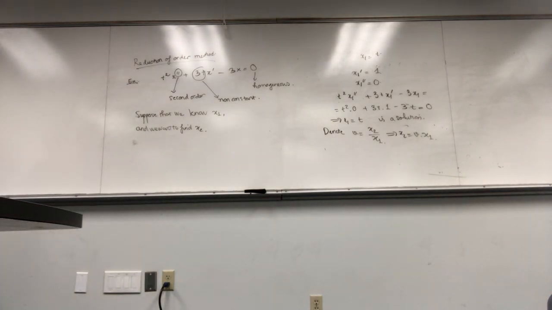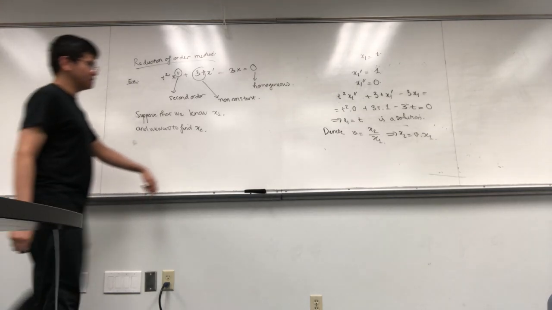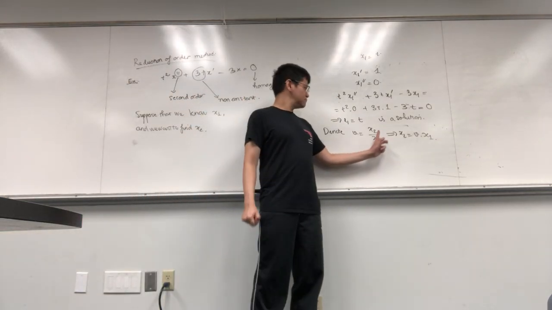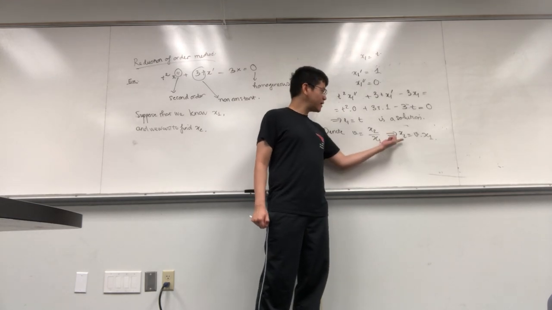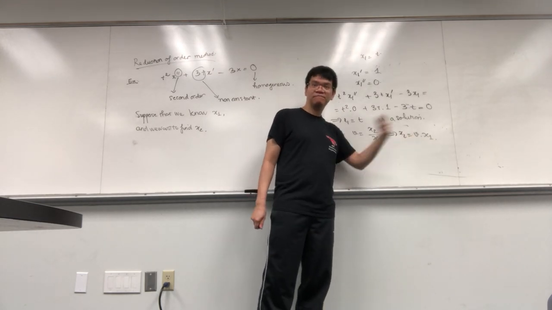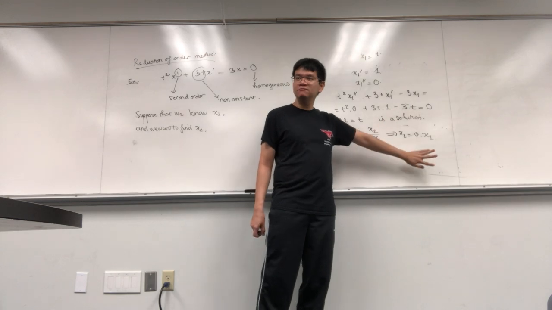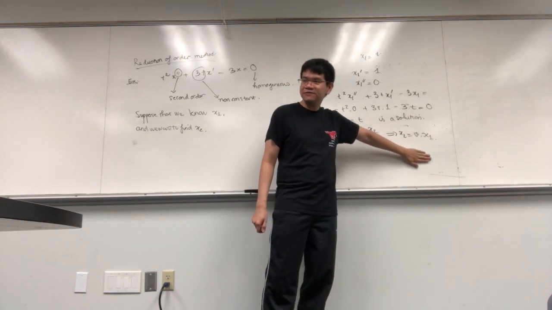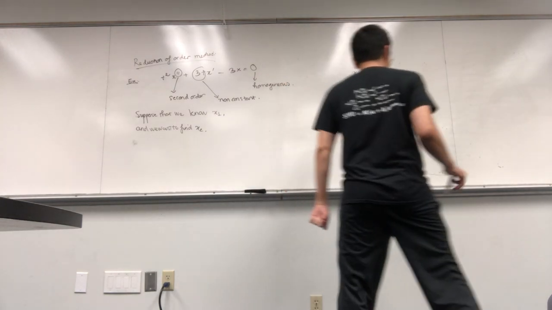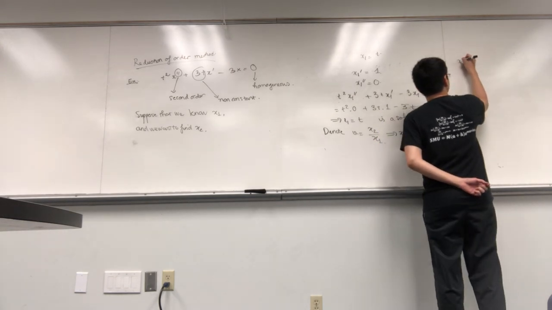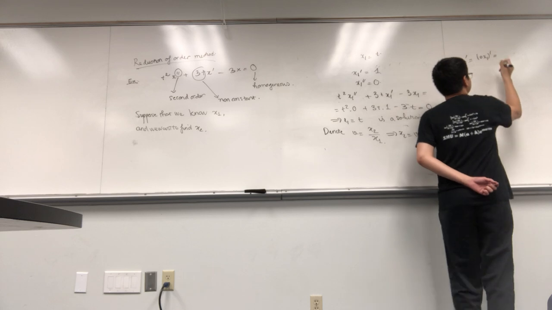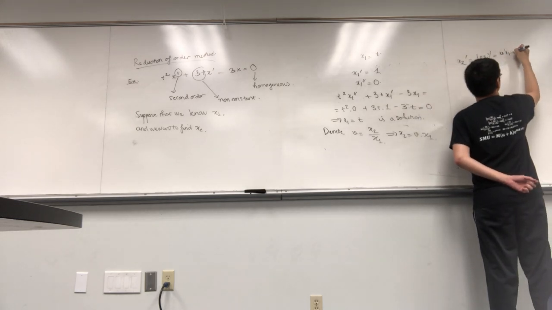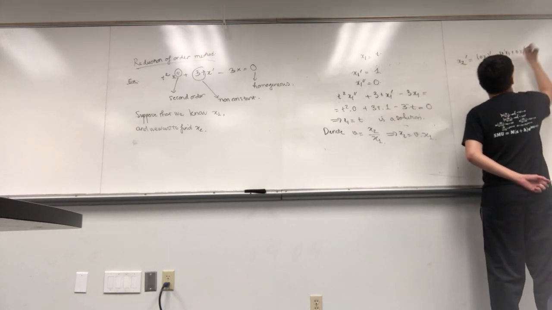So to find a second solution, I denote x2 over x1 to be v. Then I can write x2 in terms of x1. Now let us plug this form into the equation. So x2 prime is v times x1 prime, and this gives me v prime x1 plus v x1 prime.